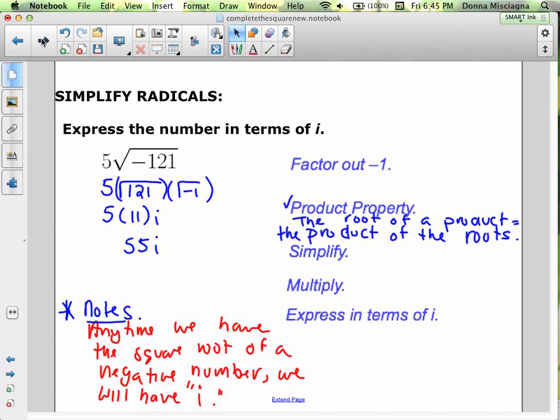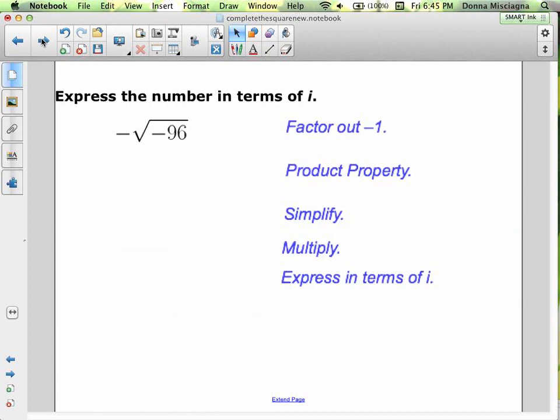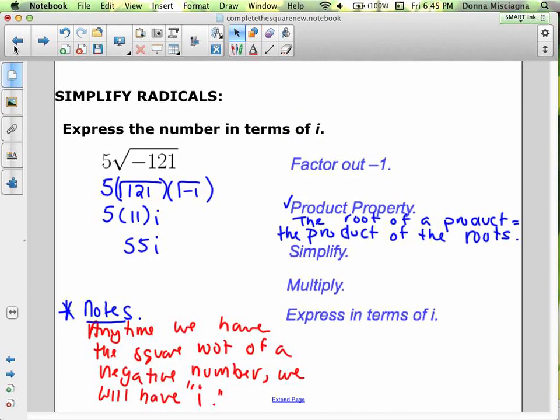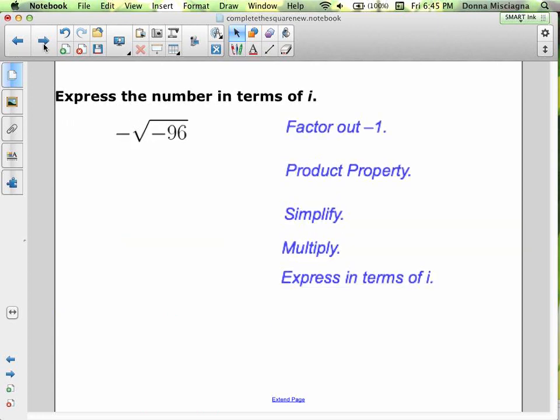Let's do another one. All right, so we have negative square root of negative 96. And by the way, I don't think I mentioned, when you have a coefficient outside the radical and you simplify the radical, remember you multiply the coefficient times whatever comes out of the radical. All right, so we have the negative square root of negative 96.